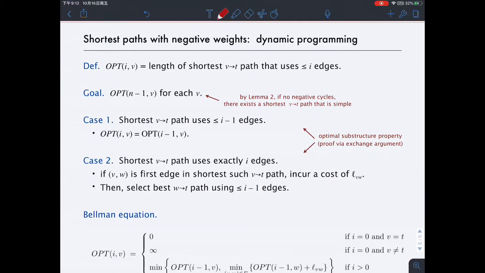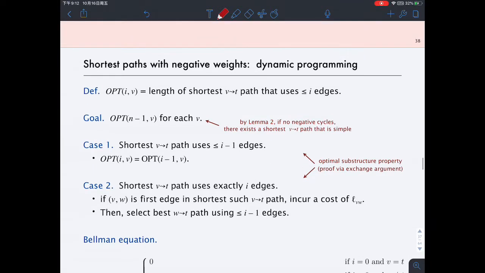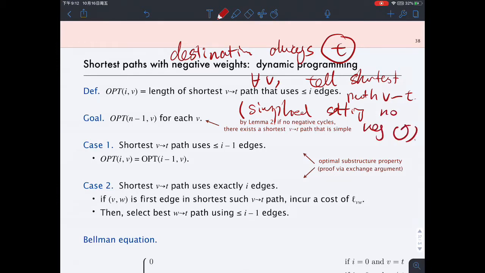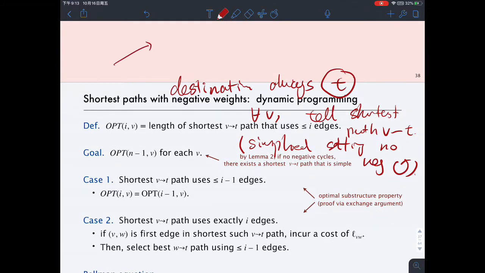So now let's proceed to really understand how we can use dynamic programming to solve the problem. Just recall that our destination is always t. This is the problem, and I want to be able to, at the end of the day, for any v, tell the shortest path from v to t. We are also working in a simplified setting where we have no negative cycle. So these are the setup.